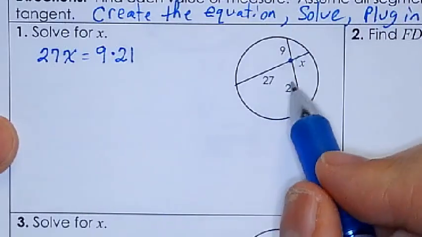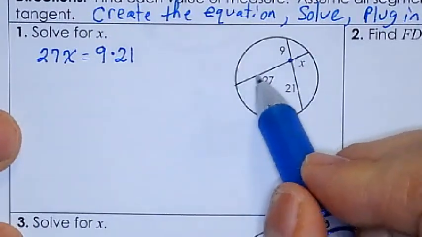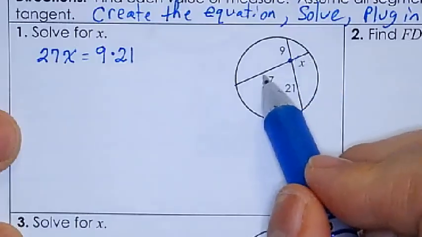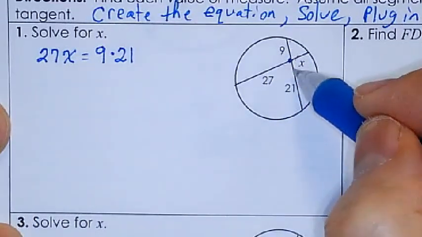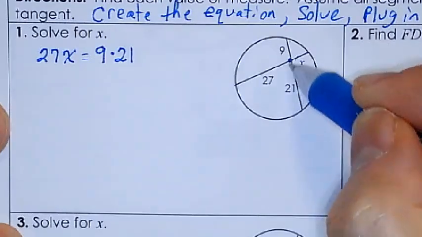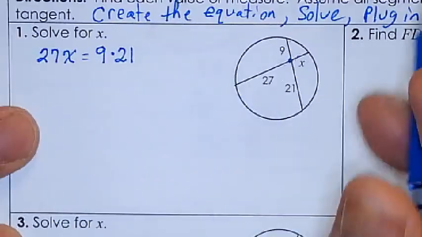So 27 is this length. X is that length. We multiply them. That's the one product. 9 is this length. 21 is this length. We multiply them to get the product. The products of their segments always equal each other. That is the creation of the equation.